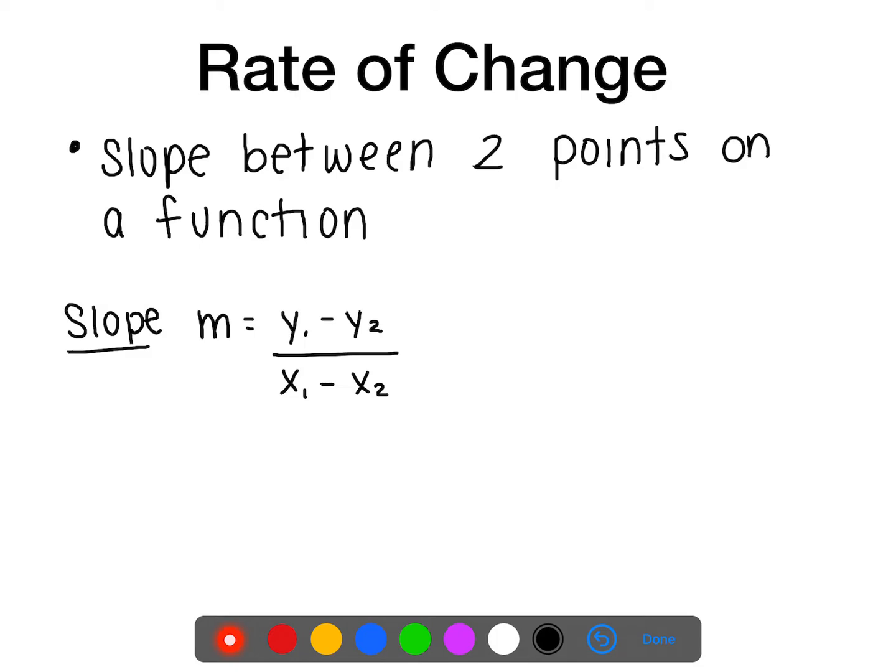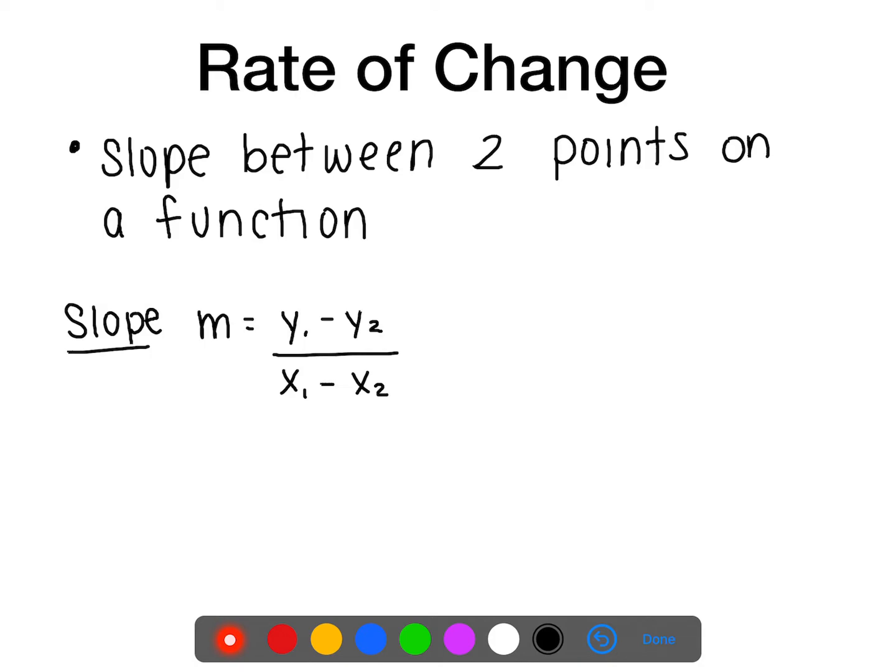The only difference is now we're talking about any function. So we could have a linear equation, but we could also have a quadratic equation, we could have a cubic, we could have all sorts of things. We could have any of those graphs that are up on that front wall. So when we want to find the rate of change, they're going to have to ask you to find it between 2 specific points because it's not going to be the same everywhere.